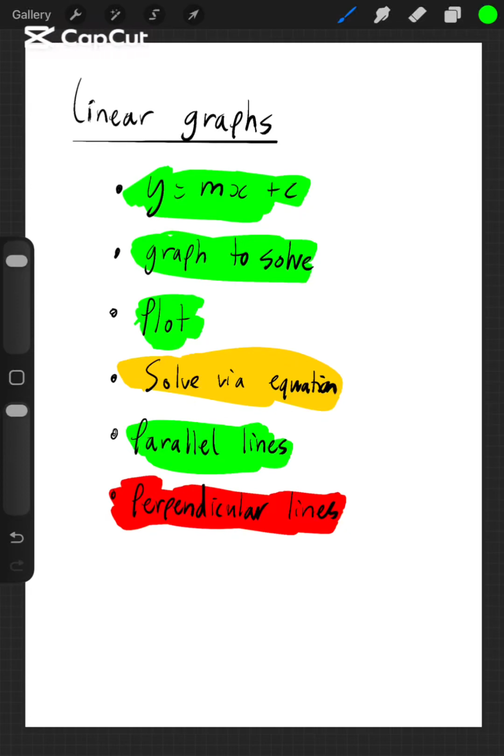Okay, so these are the subjects we'll be going through. They all regard linear graphs, so we'll be going through these 6. The most difficult would be perpendicular lines, or solving via equation.